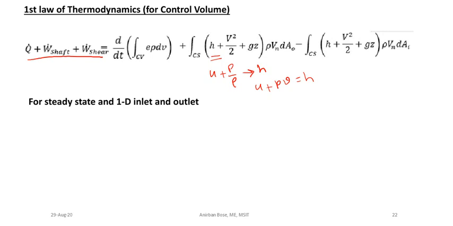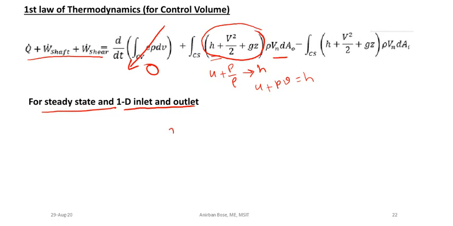Now coming to the special case, if it is a steady flow, it is clear that the unsteady part will become 0, nothing is going to change with respect to time. And if it is 1D inlet and outlet, then definitely across the inlet these properties are not going to change, the density is not going to change. So you simply take out all these properties and your result will look like this. This quantity is nothing but m dot in.